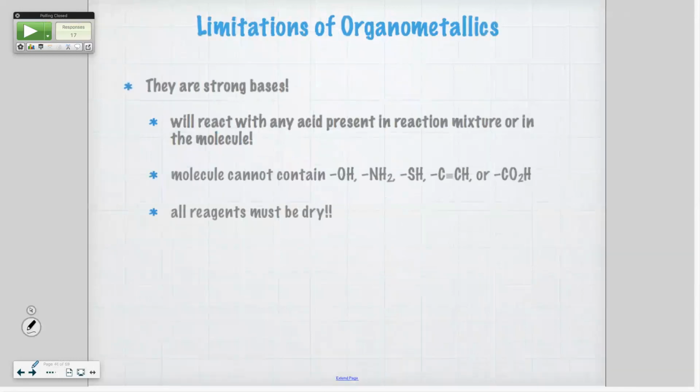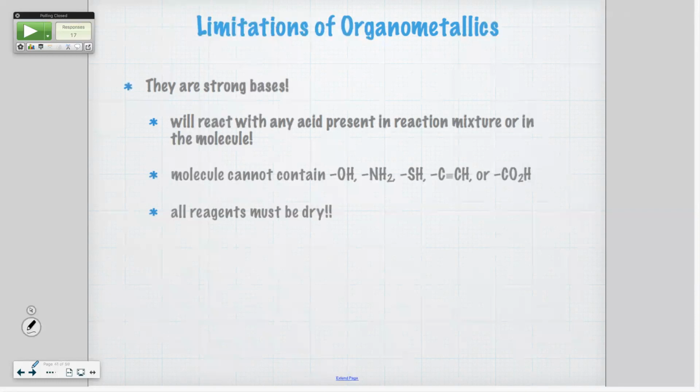Okay. Now, there are some limitations of organometallics. Number one, they are strong bases, especially the alkyl lithiums. So they will react with any acid present in the reaction. In fact, when you finish, you do step one, you do step two, you add your carbonyl compound, then you do step three and you add the acid, it'll fizz and react with any excess Grignard reagent that's in there. So if you had some extra, it's gone.